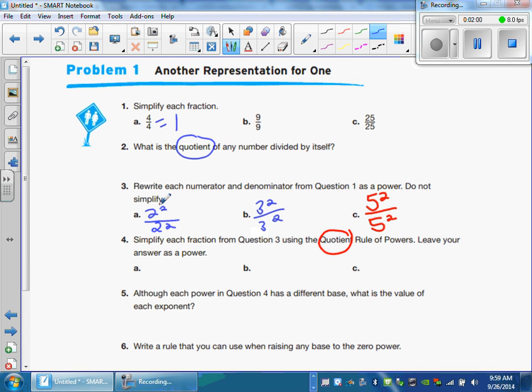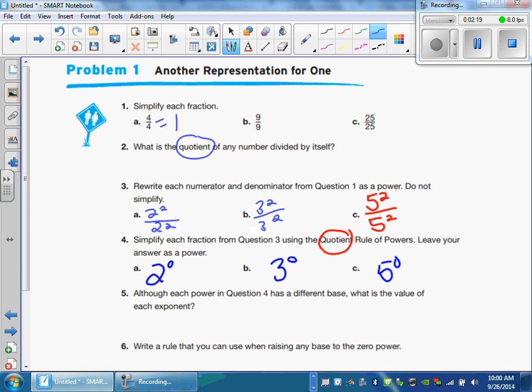So if I take 2 minus 2 because I'm subtracting my exponents, I get an answer of 2 to the power of 0. So you try B and C. You can go ahead and fill those in. I'm assuming that you're going to get those pretty easily. You should be getting 3 to the power of 0 and also 5 to the power of 0.